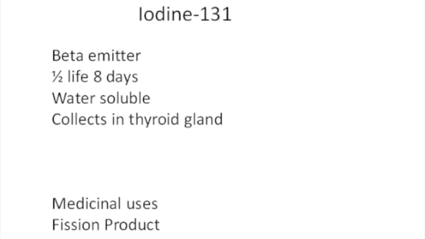First of all, iodine-131. Iodine-131 itself is a beta emitter. It has a half-life of 8 days. And the problem with iodine-131 is that it is a fission product. So it is a product of nuclear fission reactions. So it's found in nuclear fuel cells, and then the waste nuclear fuel cells that are still stored on site.